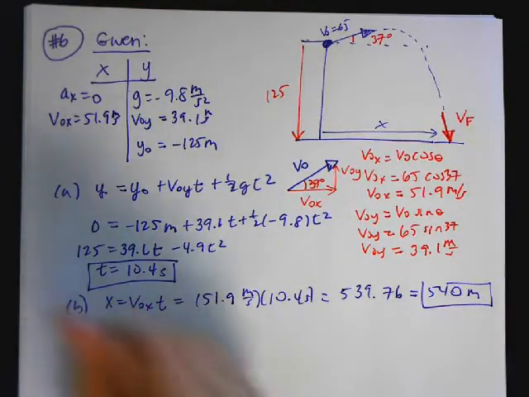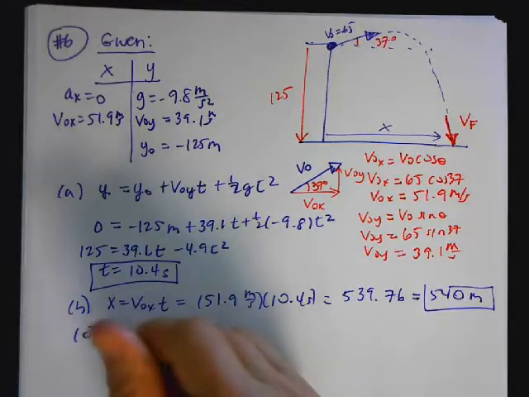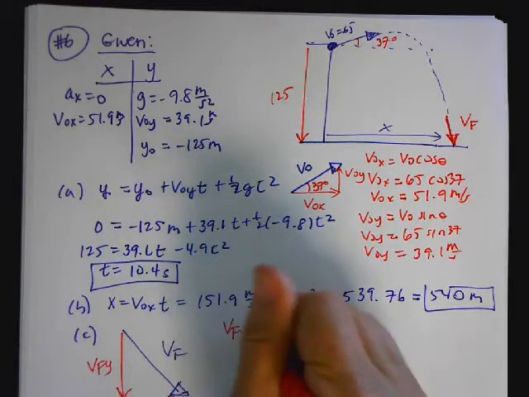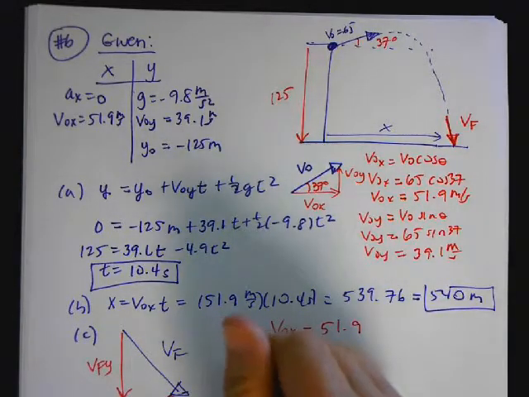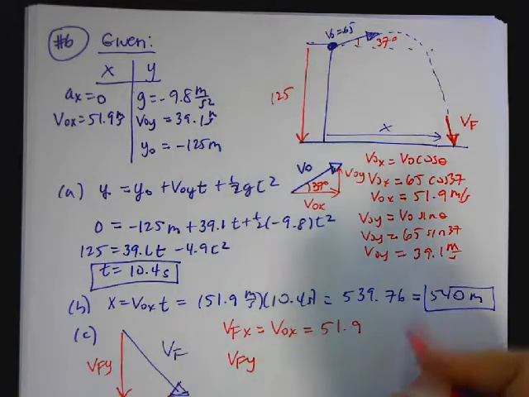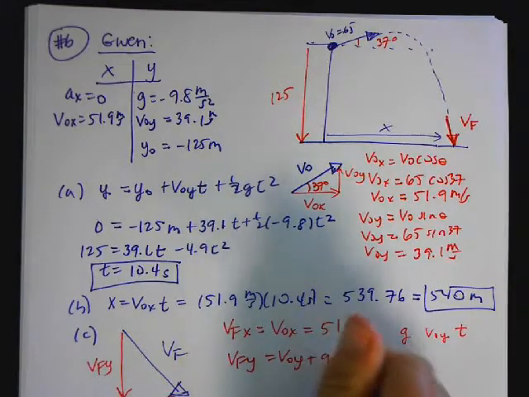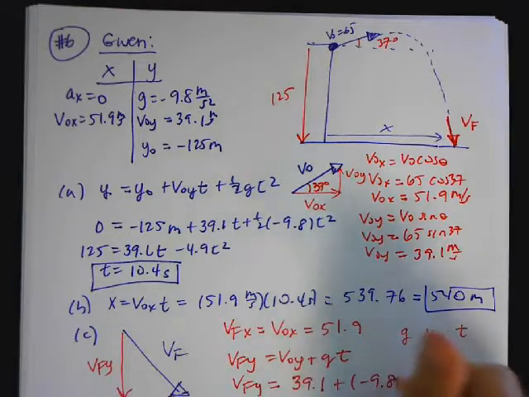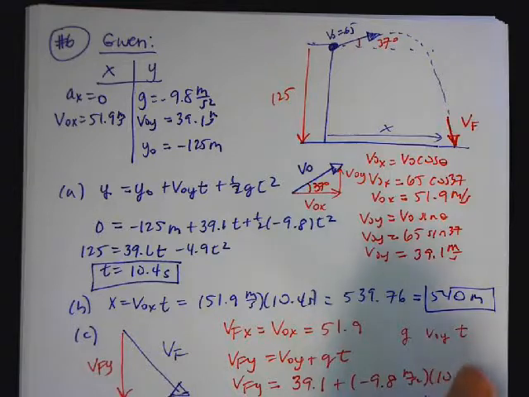Part C, and D, they want you to find the final velocity. Remember, this is my final velocity, v_f, and this has both the horizontal and vertical components, v_fy and v_fx. We know v_fx is equal to v naught x because the horizontal velocity is constant, which is 51.9. v_fy, how are we going to find that? Well, we know we have little g, we have v naught y, and we have t. So v_fy is equal to v naught y plus g t. So v_fy is equal to 39.1 plus negative 9.8 meters per second squared times 10.4 seconds, which is negative 62.82, or negative 63 meters per second.